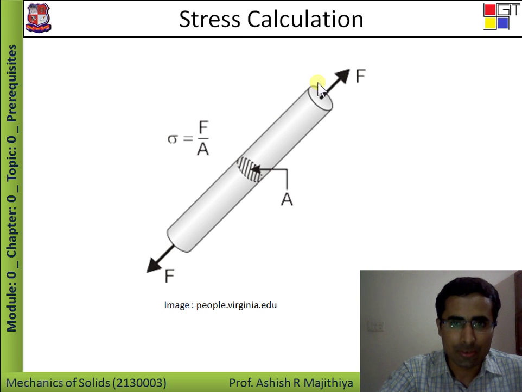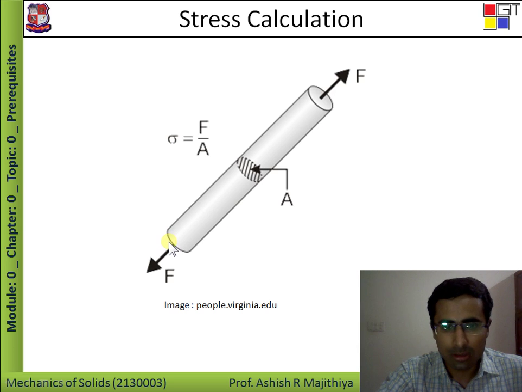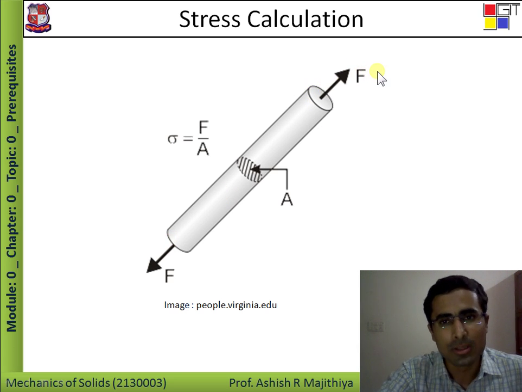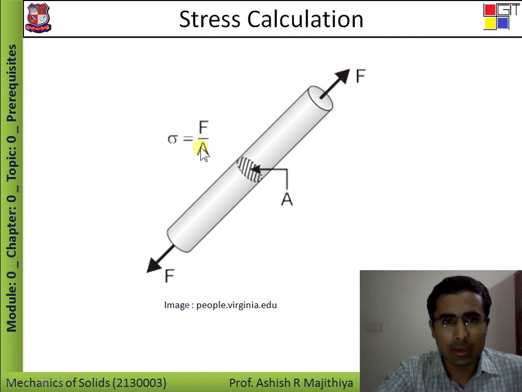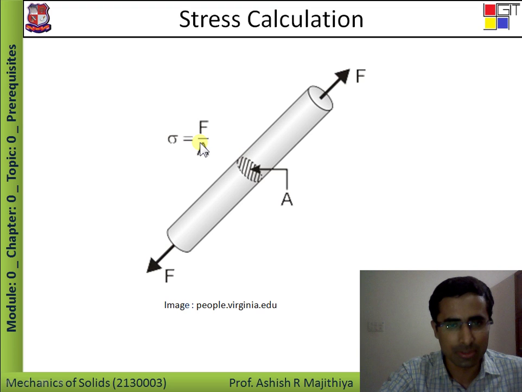How to calculate stress? Here a simple cylindrical bar is given over here and a tensile force is being acted. So if F Newton is force acting upon it, and A is the cross sectional area of the cylinder, a uniform cross sectional area, then stress can simply be calculated as force upon area. So this is how the stress is calculated.